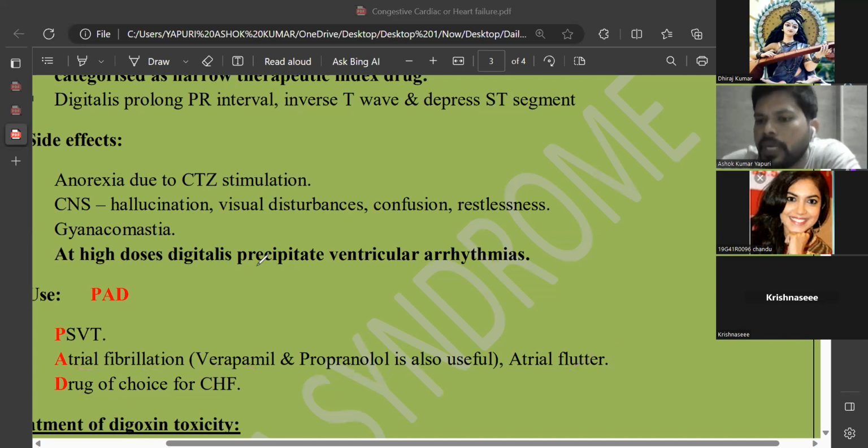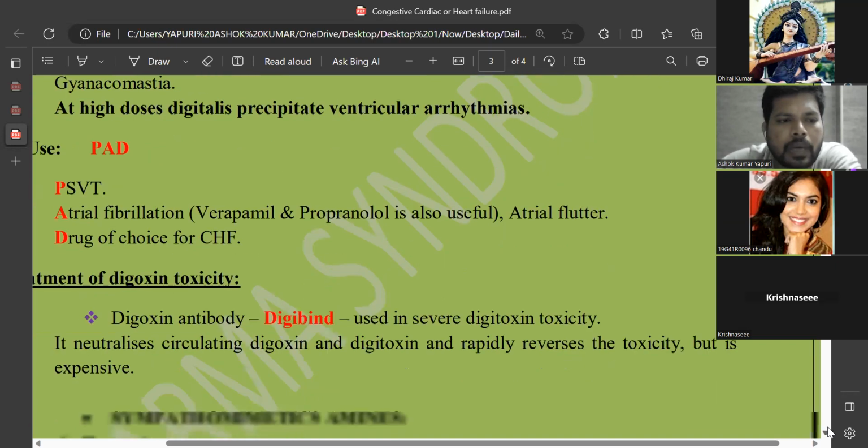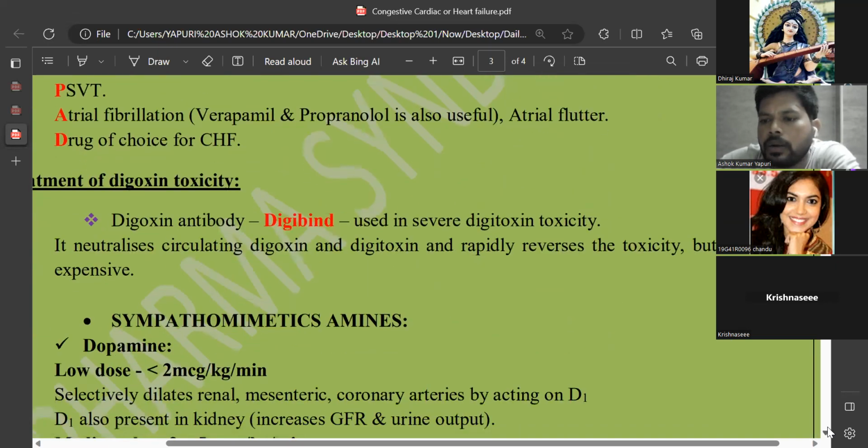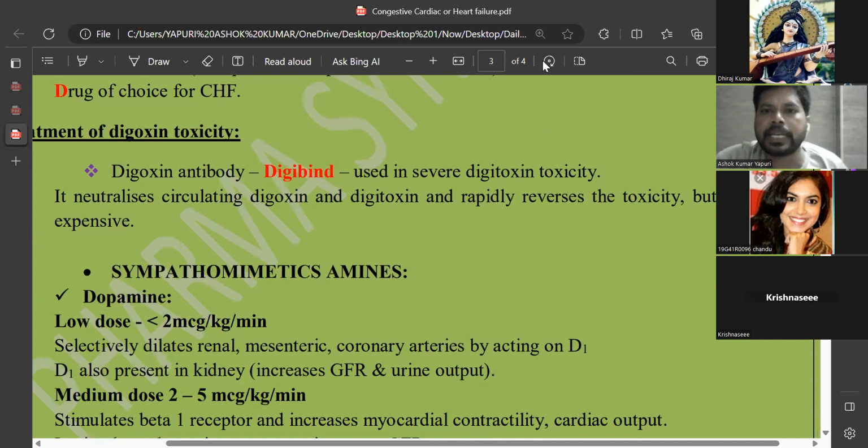Yes, there are many drugs that can cause gynecomastia, and digitalis is one of them. And next, what happens if the digitalis concentration becomes higher?